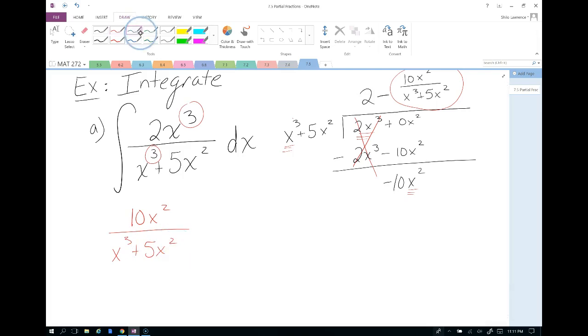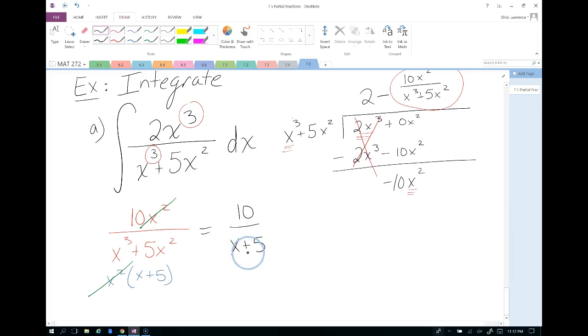It's now a proper fraction, so we know we've got to start with factoring. We can pull x squared out, and if we do that, we're left with x plus 5. You should notice that we have an x squared in the top and an x squared in the bottom, and they will actually cancel, which is very helpful. So really, this is just 10 over x plus 5. Much simpler.